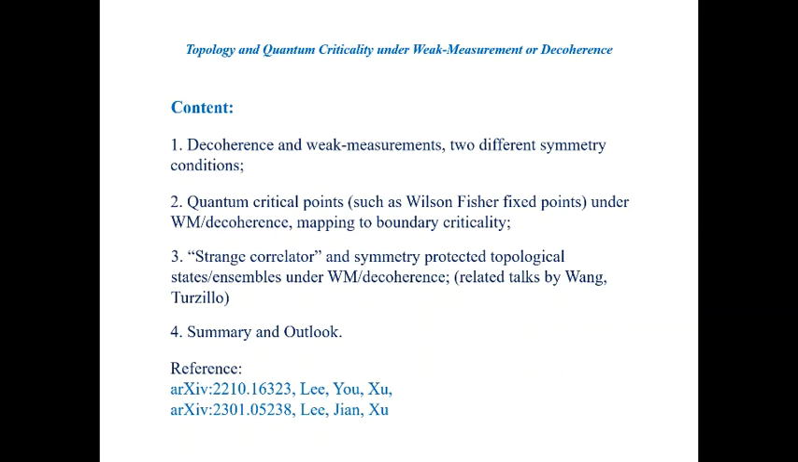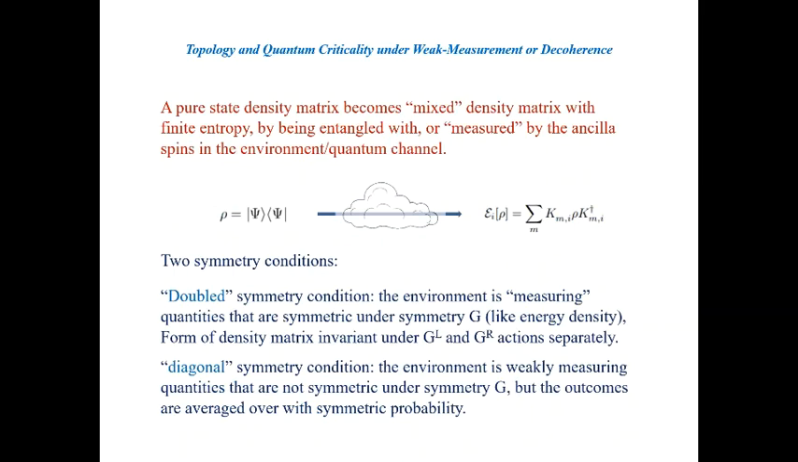Okay. So just a quick review. When a quantum system is exposed to the environment with ancillary spins or goes through a finite depth quantum channel, it's going to be entangled with the ancillary spins, or in other words, we can say that it's being measured by the ancillary spins. Then if we trace out the environment, all the ancillary spins, we are going to get a mixed state density matrix. So we start with a pure state density matrix, and this process will cause the system to lose some of the information to the environment. Eventually, we get a mixed state density matrix with finite entropy.